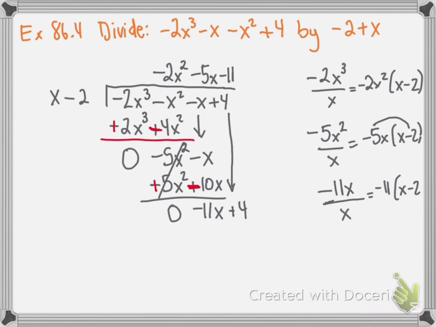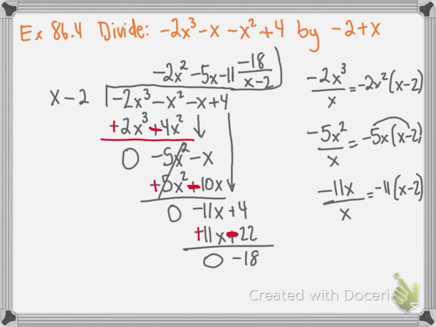We multiply times x minus 2, and we're going to get negative 11x. And negative 11 times negative 2 is positive 22. And again, we change colors to change signs. We're ready to combine. The first two cancel. And 4 minus 22 is negative 18. And again, I'm going to come here, put negative 18 over x minus 2, which is the divisor. And that's it. That's our answer. Very good. Hope you got it correct.